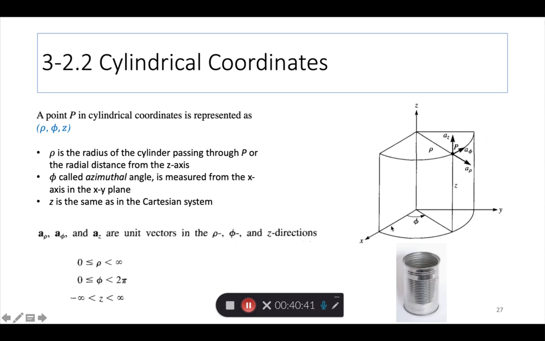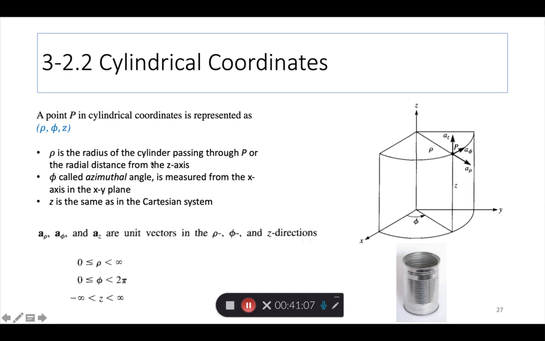It still depends on the xyz system to define it, but this angle from the x-axis to the y-axis of this line that is drawn from the z origin to the point P, that angle is phi. So the definitions of these rho, phi and z are like this.